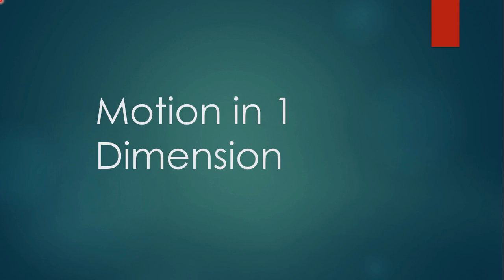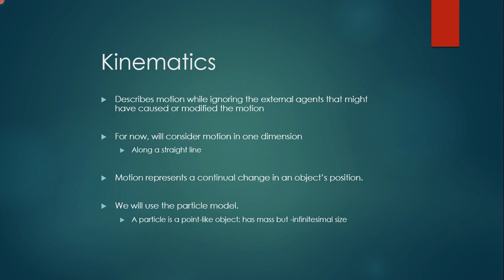Motion in one dimension. Let's begin by describing the term kinematics. Kinematics means the study of motion while ignoring its cause. So basically we just look at what is happening and not why it is happening. So kinematics describes motion while ignoring the external agents, which is the force, that might have caused or modified the motion. So in this lecture we'll only consider motion in one dimension, that is along a straight line.